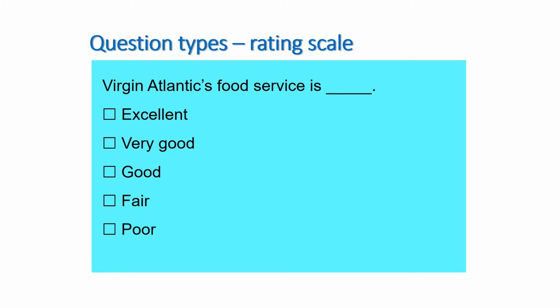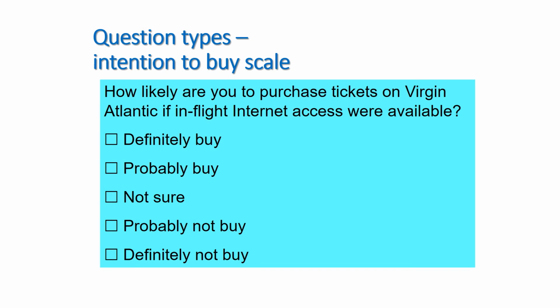You have a rating scale. So Virgin Atlantic's food service is excellent, very good, good, fair, or poor. Question types, the intention to buy scale. So, how likely are you to purchase tickets on Virgin Atlantic if in-flight internet access were available? Definitely buy, probably buy, not sure, probably not buy, definitely not buy.